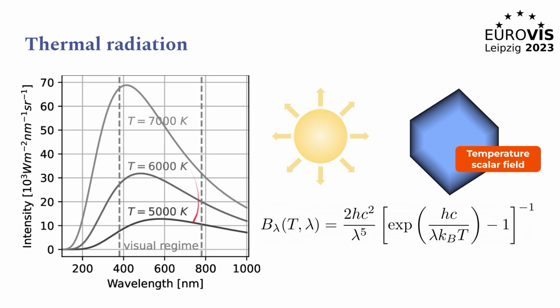The figure here shows the spectrum at different temperatures. As you can see, its peak is moving to the left as the temperature increases. That's why the color goes from red to blue as the temperature increases. Our sun, for example, can be modeled as a black body with a temperature around 5,500 Kelvin.